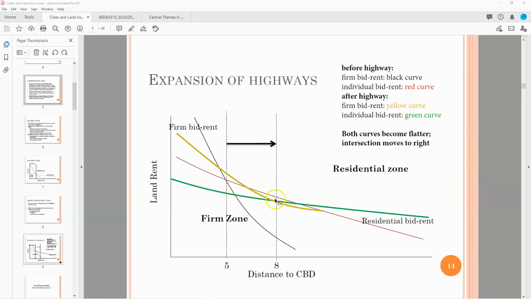Their intersection is here. So the intersection also moves to the right, and the area on the left of this intersection again is the firm zone, because in this area firms are willing to pay more for the land than the households. And the area on the right of this intersection is called the residential area, because households are willing to pay more than firms for this land.